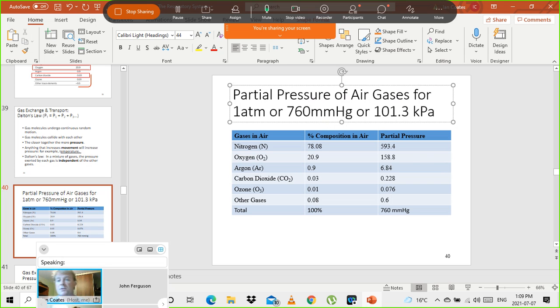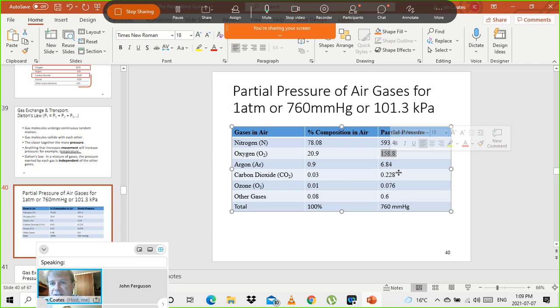KPA, which means I'll need to make another column. But you'll see here, same table as before, same percentages as before. Based on this, normal atmospheric pressure, if nitrogen is 78% of all air, well then 78% of the pressure comes from nitrogen. So all I did was I took 0.78 times this number and I got this. If oxygen is 21%, then it will be 21% of the pressure. And 21% of 760 is 158.